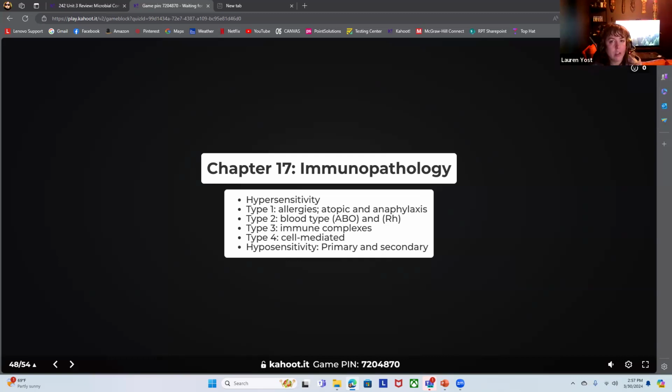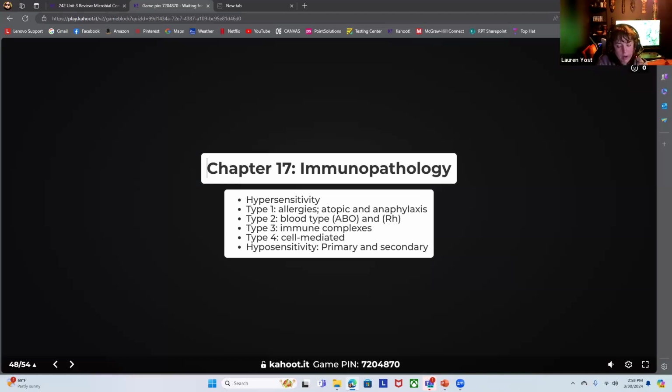And those cells can see you as foreign and attack you, and that'd be the graft attacking the host. So those are different things, but they are all relating to type 4 sensitivity. All right, the hyposensitivity, whenever you don't have a strong enough immune response, is what this is talking about here. So the primary, you have a genetic reason for not having a strong enough immune response.